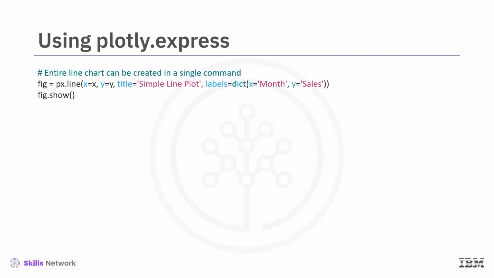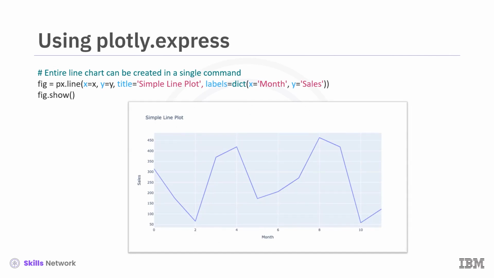Now we will create the same line chart using Plotly Express. As you can see in the example, the entire line chart can be created using a single command. Let's view the code. Hashtag entire line chart can be created in a single command. fig equals px.line, x equals x, y equals y, title equals simple line plot, labels equals dict, x equals month, y equals sales, fig.show. Visualization is automatically interactive. Plotly Express makes visualization easy to create and modify.